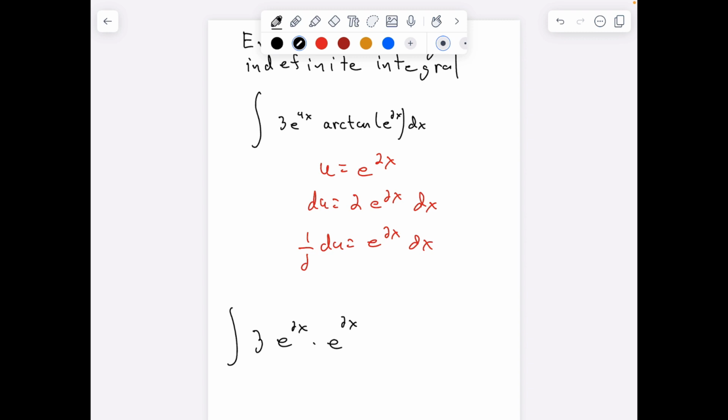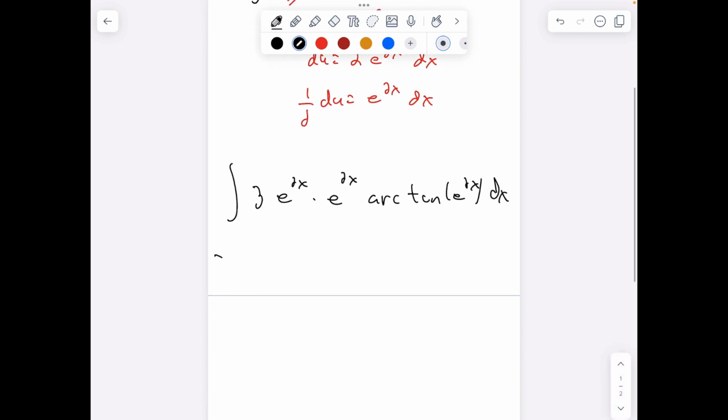So I'm going to rewrite that e to the 4x as e to the 2x times e to the 2x. So we're using a little bit of algebra. And yes, we are allowed to do that by properties of exponents to split it up. And with what you have here, that e to the 2x times the dx, that's your 1/2 du.